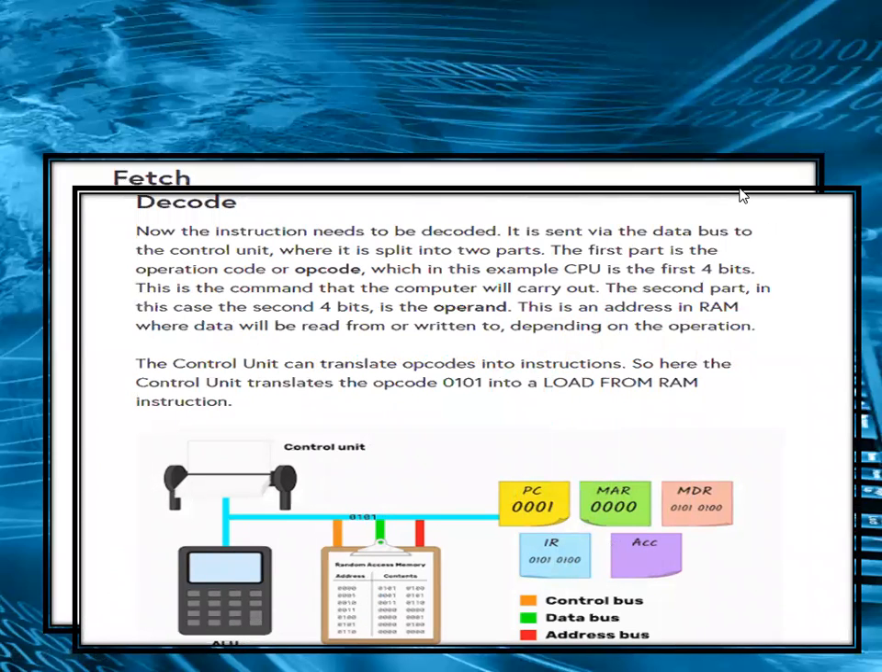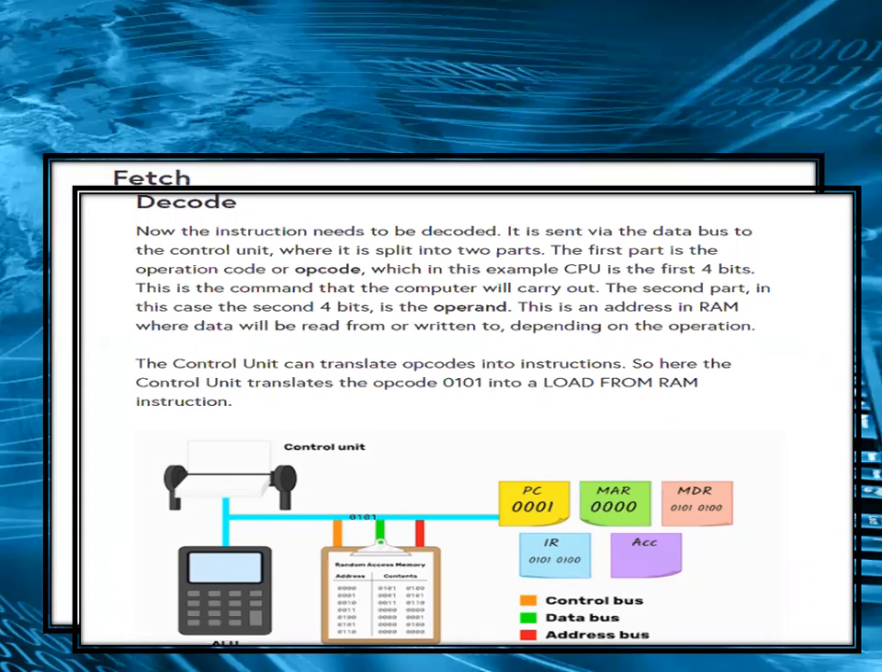Then we have decode. Decode means that in this step the instruction decoder decodes the instruction to determine what the instruction is intended to do. Decode means to translate the instruction, what operation it wants and what operation is performed by the execution unit. So after fetching, the instruction is decoded and converted into a format which the execution unit can understand.